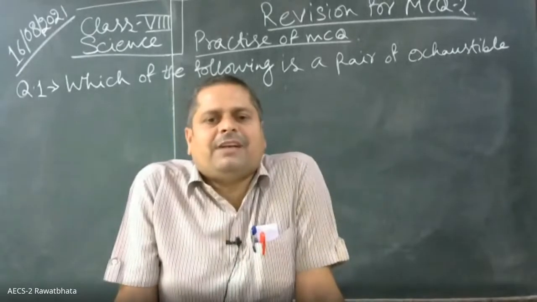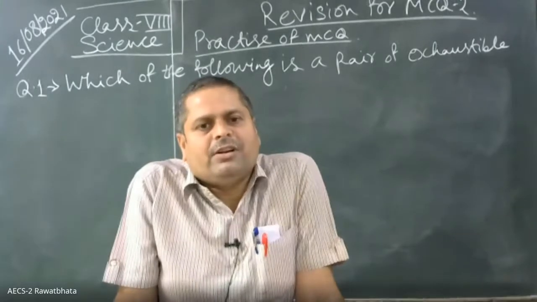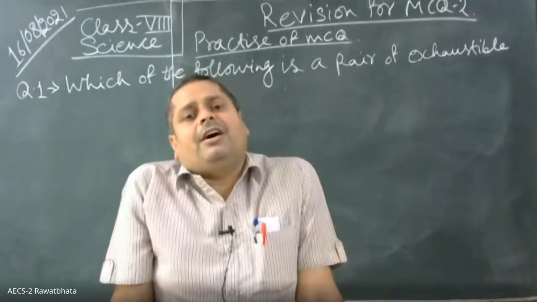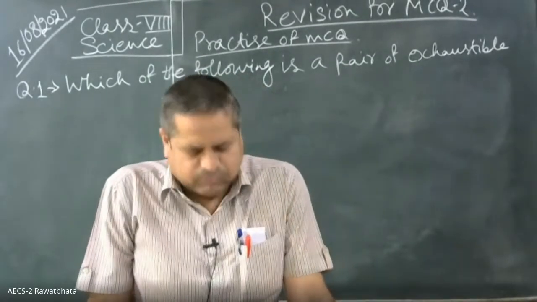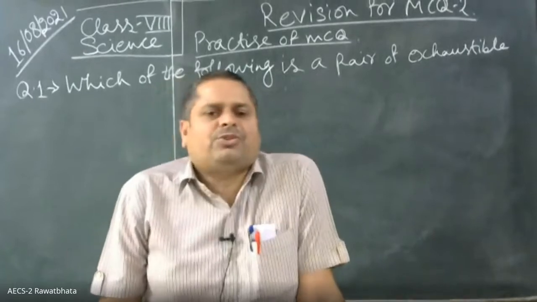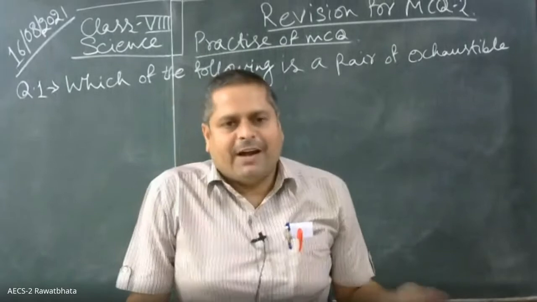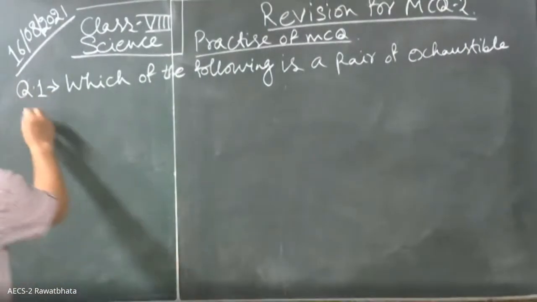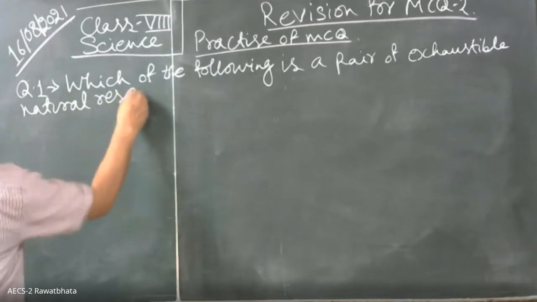Exhaustible natural resources are available in limited quantity, and if they are overused, they will get finished, and they will take millions and millions of years to be formed. So they have to be preserved. They should not be overused. For example, fossil fuels like petrol, diesel, kerosene, coal, petroleum. These are all fossil fuels.